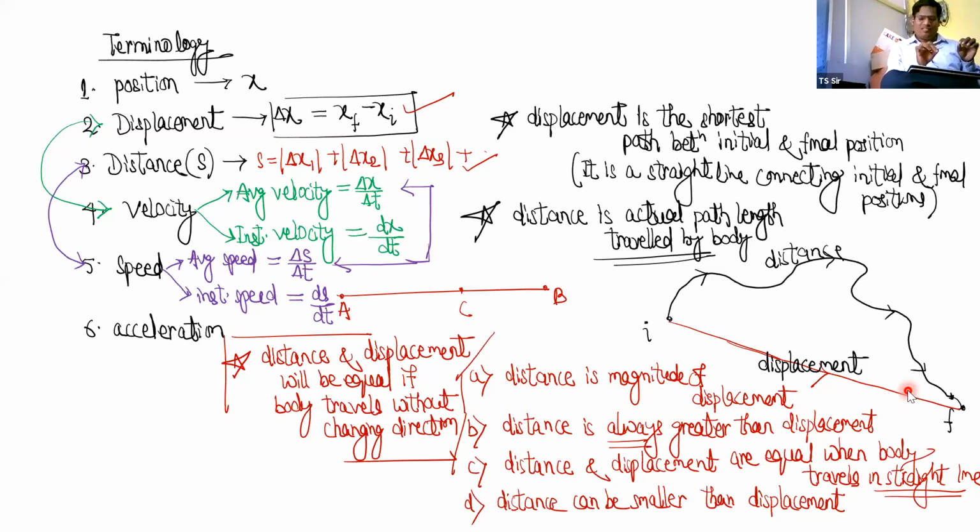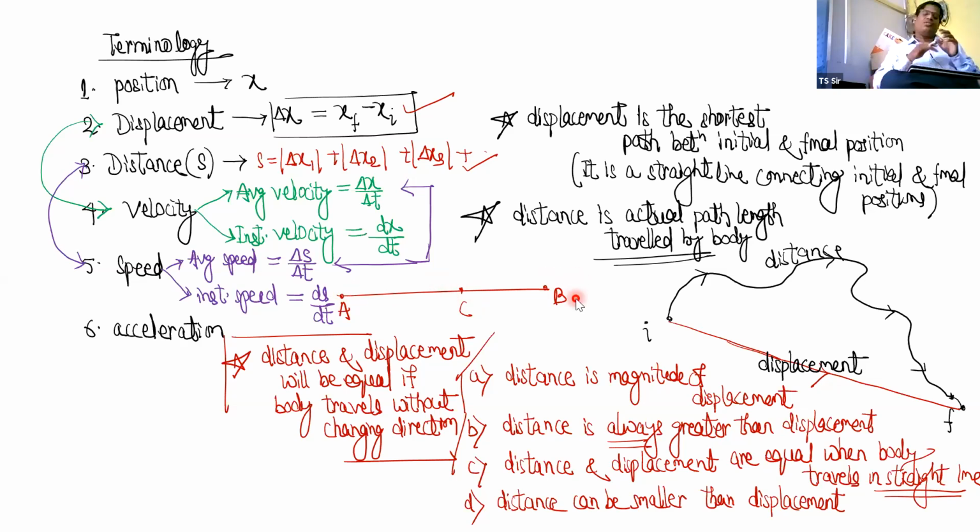So if the body travels like this and returns like this, distance and displacement won't be equal. Look here. If the body travels from A to B and then returns from B to C, the initial position is A and the final position is C. Displacement is from A to C, but distance is more than that. Distance is A to B plus B to C. So distance and displacement are two different things. They will only be equal under one condition: when the body travels in a straight line without changing direction.